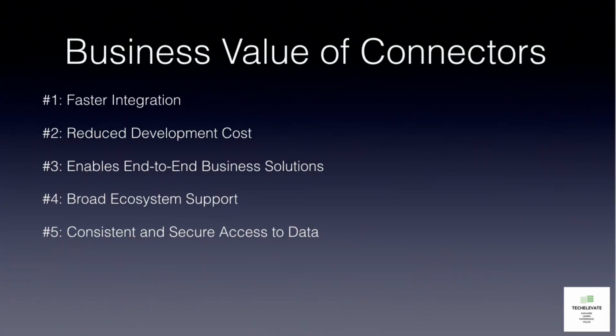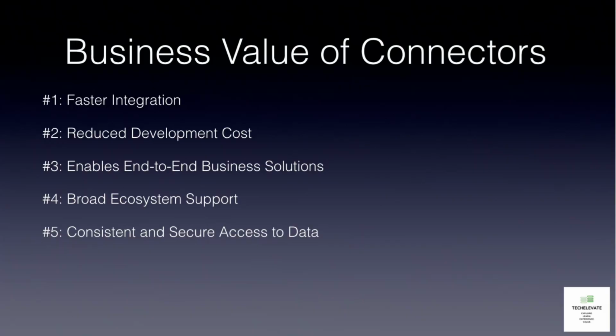Core business value number four, broad ecosystem support. Power Platform includes hundreds of connectors covering Microsoft services, popular third-party tools, and custom systems. This broad ecosystem means organizations are not locked into a single system. Instead, they can reuse existing tools, connect legacy systems, and modernize processes incrementally. For the PL-900, this highlights flexibility and scalability.